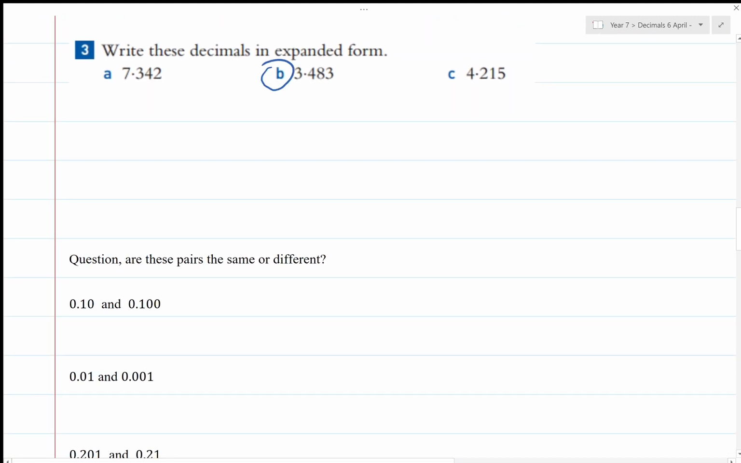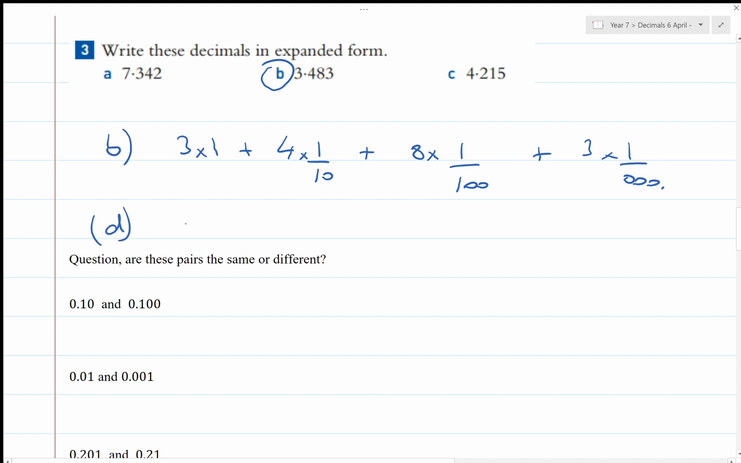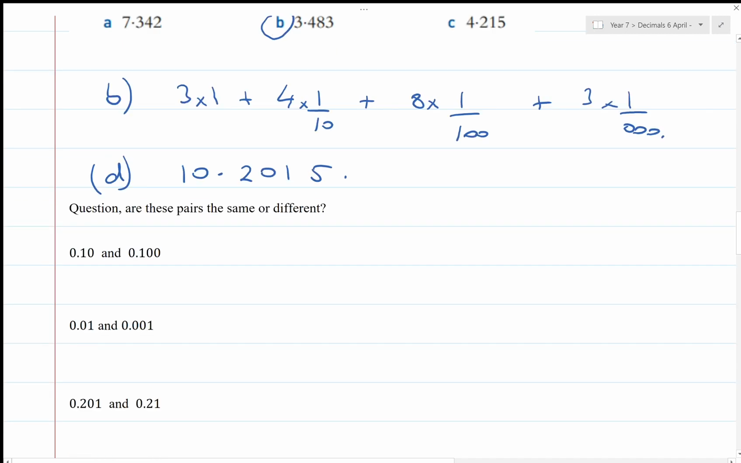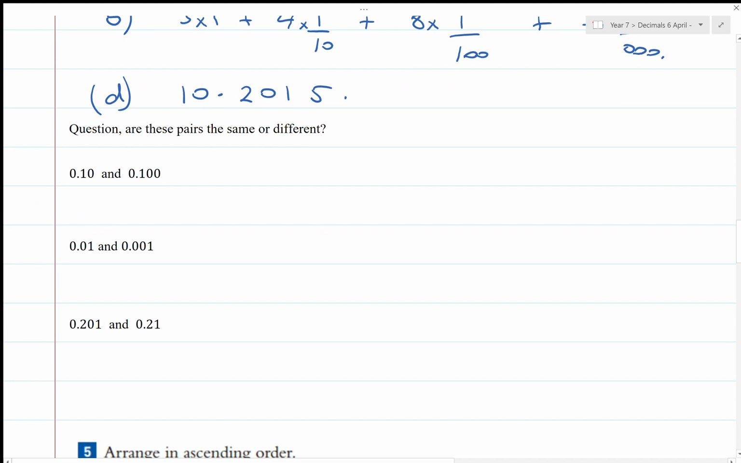Expanded form. I'm just going to do B because I've done a couple of these already. So that's 3 units, 4/10, 800ths, 3,000ths. I'm going to give you a D to do later as well, which is 10.2015. I'll write the answer later if I remember.